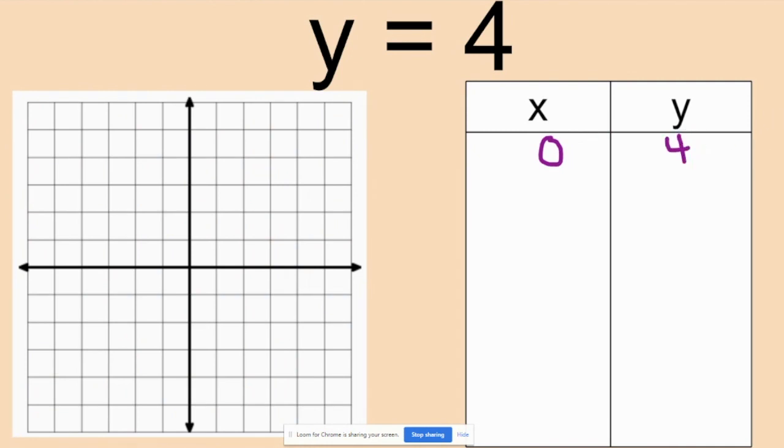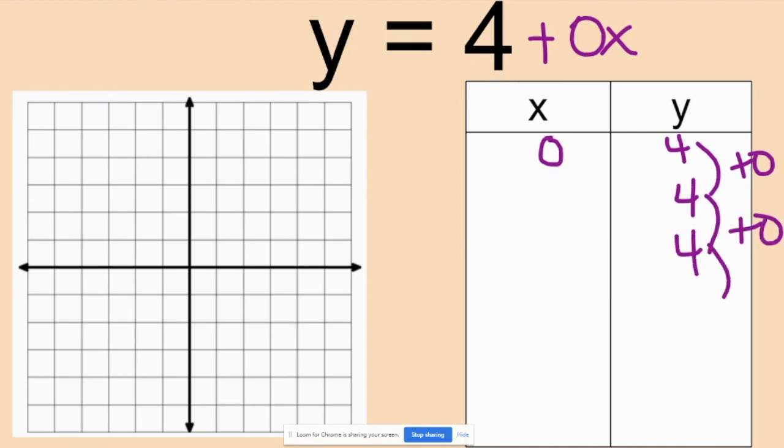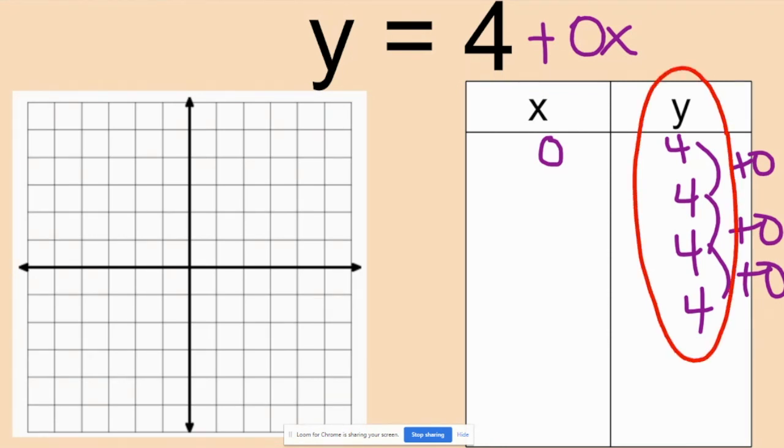What would my other ordered pairs be? Well, I don't have a slope there. So if I didn't have a slope, that must mean it was 0x. So that means that this is going to increase by 0. Well, 4 plus 0 is 4, plus 0 is 4, plus 0 is 4. Well, that's kind of strange. Are you seeing anything that maybe looks familiar? Hey, y is equal to 4. Guess what? It doesn't matter what x is because y is equal to 4.